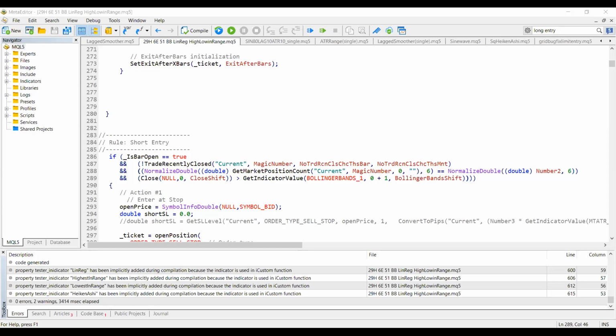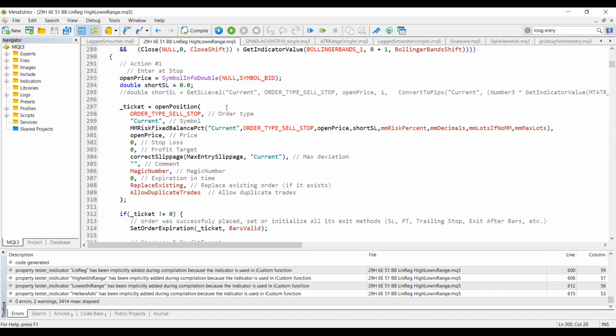anything super exciting, but don't forget we have not implemented the exit rule, which is potentially a very important part of what would make the strategy perform better. So what I'm going to do now is start making some changes as if I was developing this strategy for the first time.